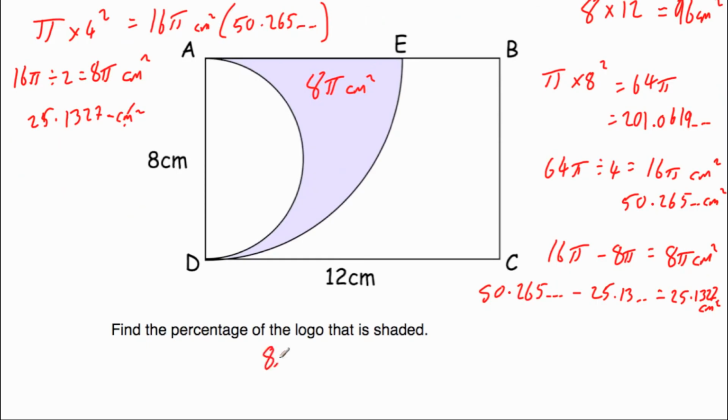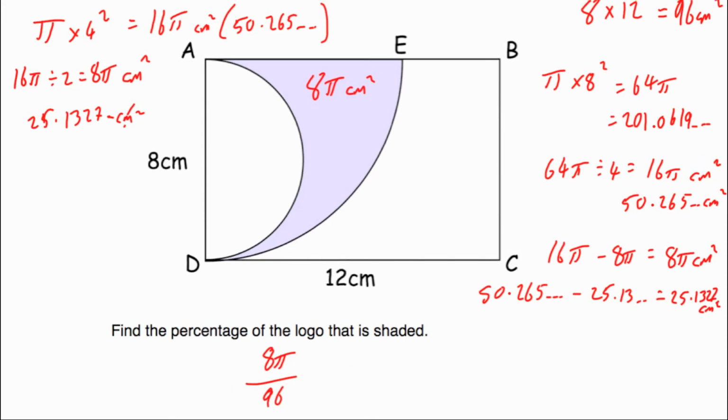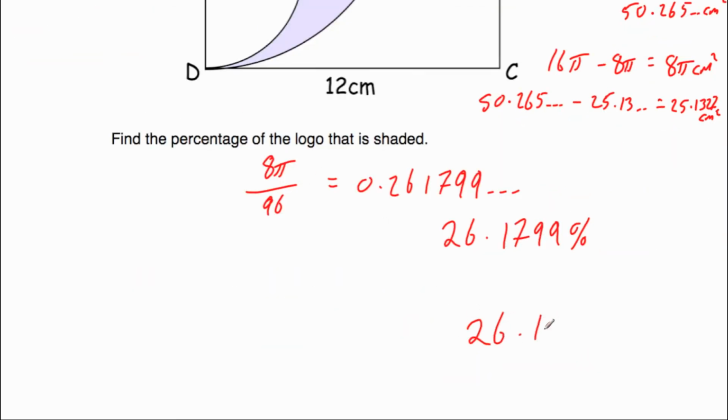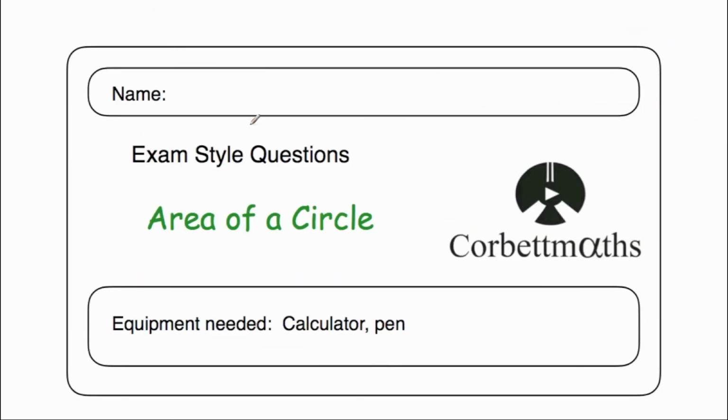So we know that 8 pi is shaded, and the whole area is 96 centimeters squared. So we just need to convert this into a percentage. So we're going to divide 8 pi by 96, and that's equal to 0.261799 and so on. Now we want this as a percentage, so the answer would be 26.1799%. Or to 2 decimal places, 26.18%. And that's it. So these have been the video solutions to the area of a circle practice questions.